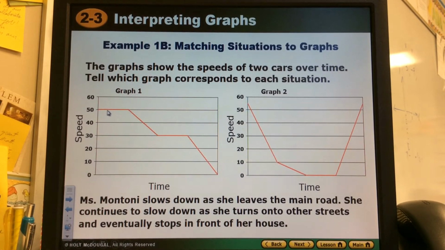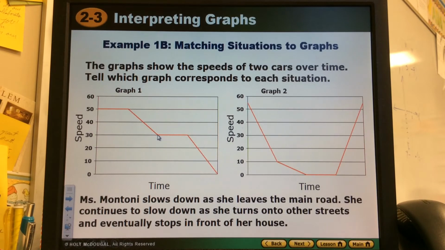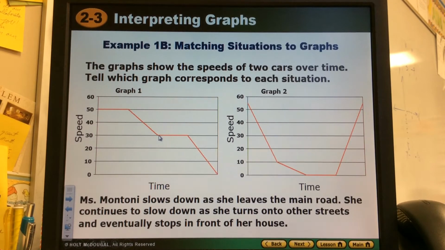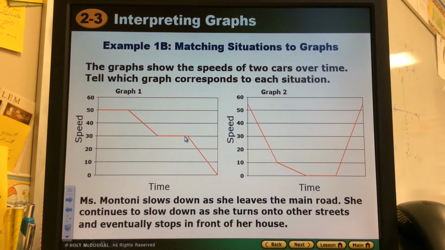So here she's traveling at a constant rate of speed. She's probably got her cruise control on. And then she starts to slow down. Here's that slow down right there. And it says as she leaves the main road. Well, right here, for some reason, she slows down and then she goes for a constant rate of speed of 30. They never say anything about that.